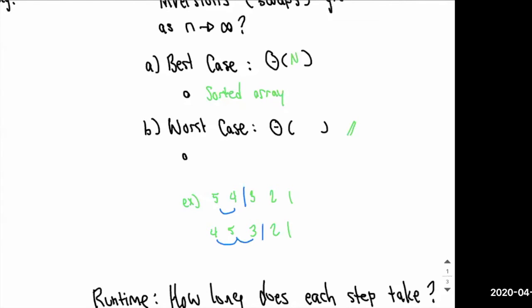Okay, we run the process once again. Is 2 less than 5? Yes, it is. Is 2 less than 4? Yes, it is. Is 2 less than 3? Yes, it is. So we swap 3 times. So we make 3 inversions.